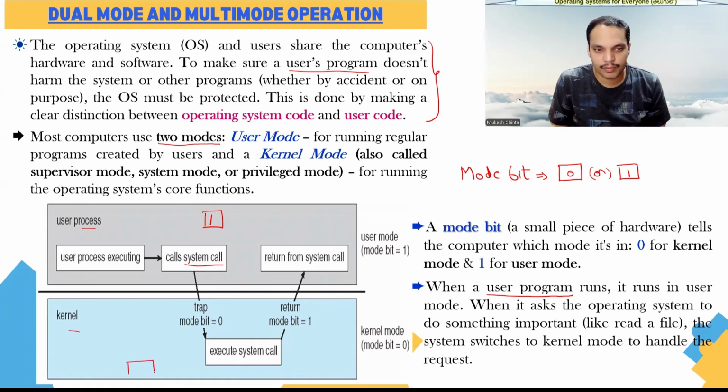That means the mode will now become 0. So now the operation switches to kernel mode. There, this particular system call gets executed, and whatever is required is done. And then the operation mode is shifted back to user mode so that this process can continue execution.